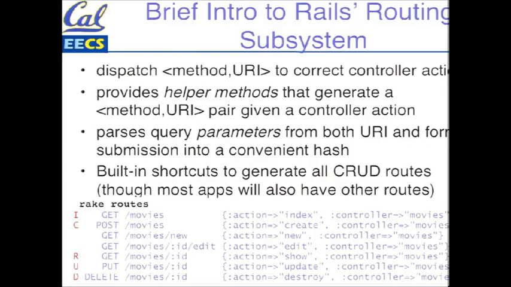Another thing it does is, when we looked at URIs, sometimes the URI has parameters attached to the end, like query parameters. Other times the URI is accompanied by a form posting with a bunch of stuff that the user filled out on a form. In either case, the routing subsystem will take that stuff and put it into a convenient hash that you can just manipulate inside the controller. And there are built-in shortcuts provided by the routing subsystem to generate CRUD routes. Why for CRUD routes? Because CRUD routes are fundamental, right? Any application that manipulates persistent models at some point is going to have to be able to do CRUD on every model. So it makes sense to have a shortcut that, with one line of code, gives you routes for all of the CRUDs.